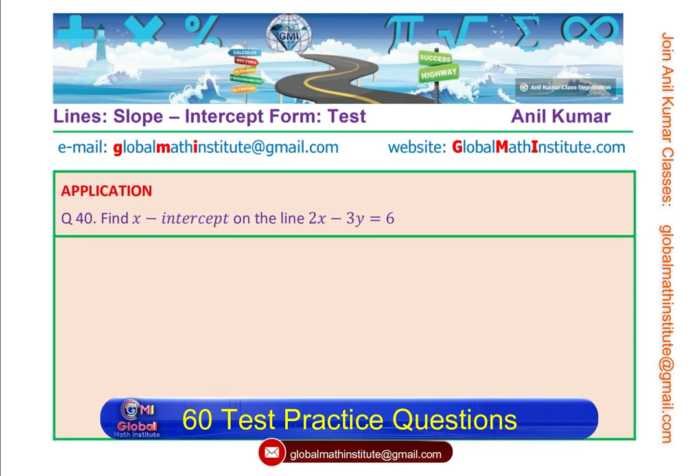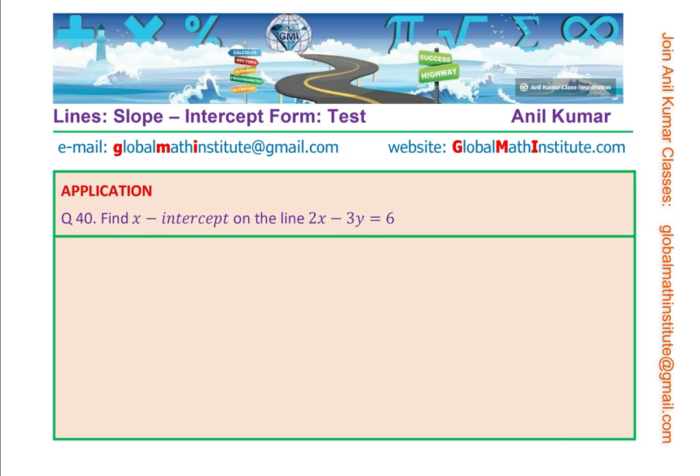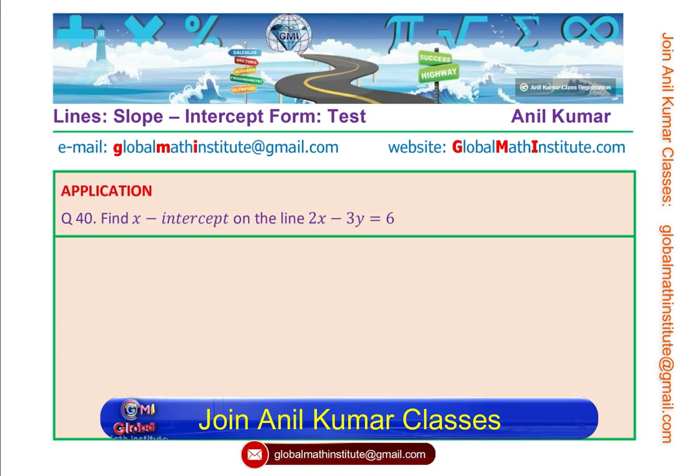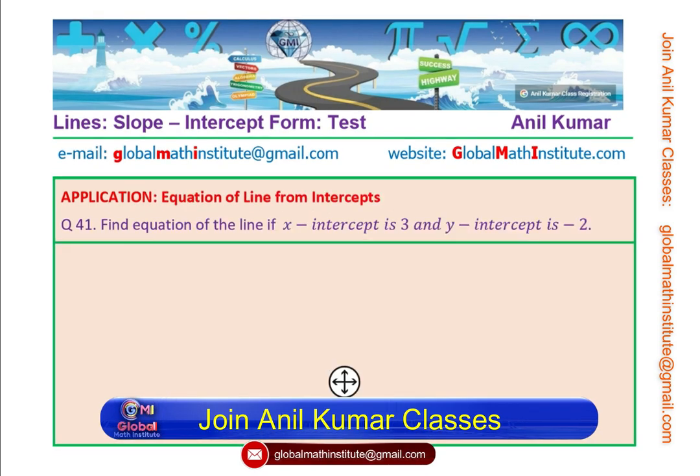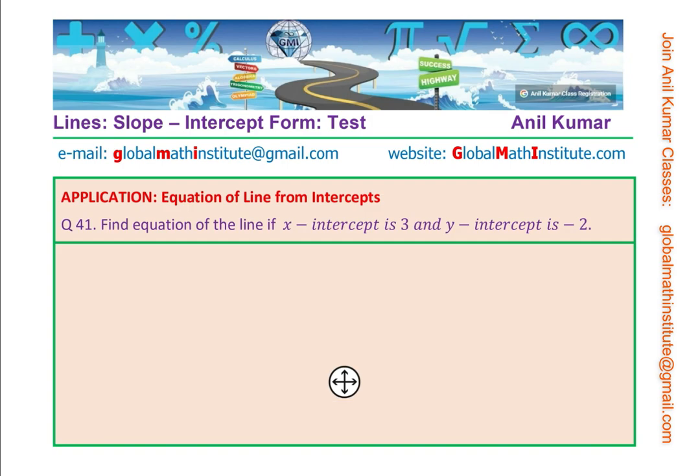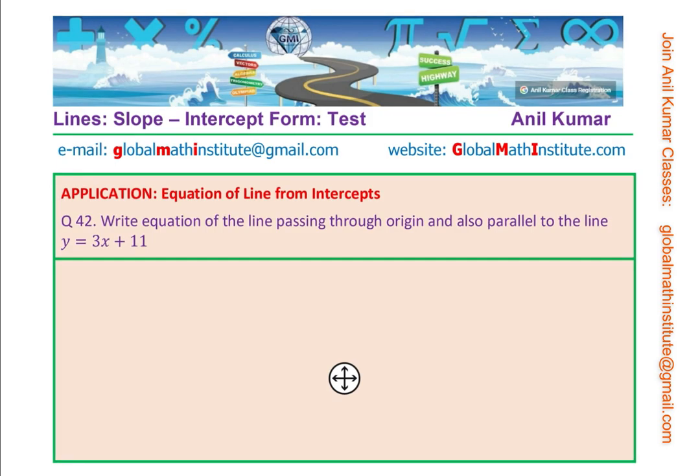Question number 40. Find x-intercept of the line 2x minus 3y equals to 6. 41. Find equation of line if x-intercept is 3 and y-intercept is minus 2. Question 42. Write equation of line passing through origin and also parallel to the line y equals to 3x plus 11.